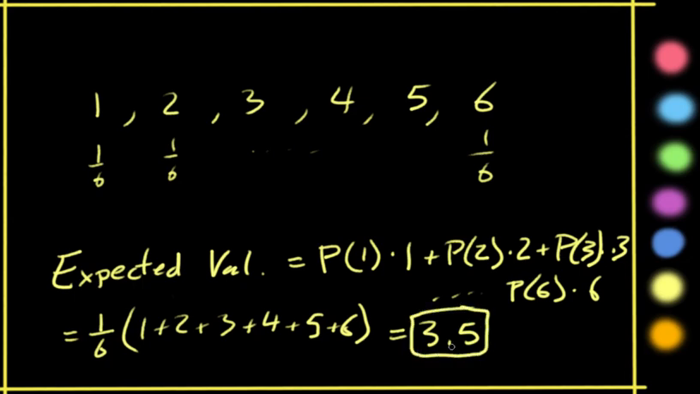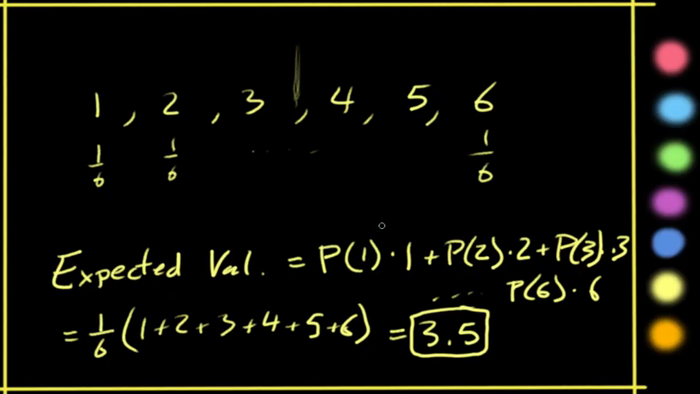Now, it's impossible to roll a 3.5 on a die, right? So that's not the value we really expect. But the expected value is kind of the average value, or the value that on average is going to be closest to what you expect to get. In other words, you can also think of it as it's most likely that your value is going to be close to that.